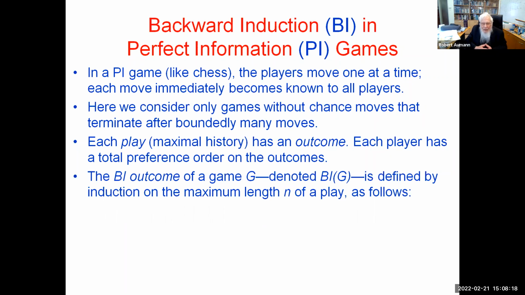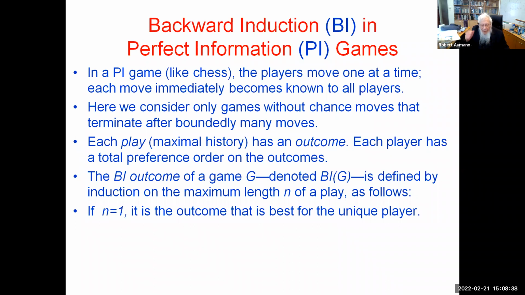The backward induction outcome of a game G, a perfect information game, which we denote BIG, is defined by induction, surprise, on the maximum length n of a play, as follows. If n equals 1, if there's just one move, the biggest history has length 1, so in that case, it is the outcome that is best for the unique player.